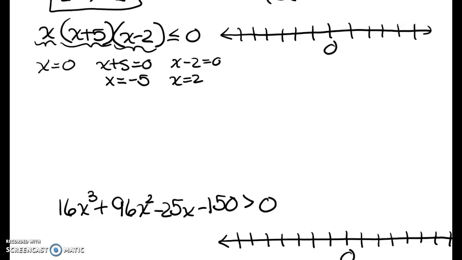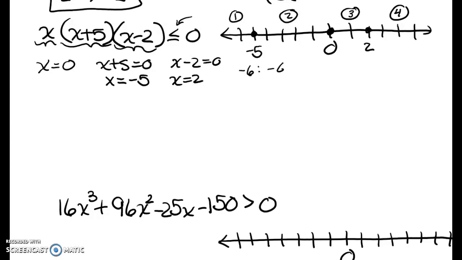Each one of those I'm going to locate on my x-axis, my number line, and I'm going to use a solid dot because there's an equal sign. So 0 is easy to locate, 2 is easy to locate, and 1, 2, 3, 4, 5, -5. So now if we take a look at how many sections we've divided our x-axis into, we have 4 sections to test. So we're going to start off with region 1, and we're going to try out -6 in this.